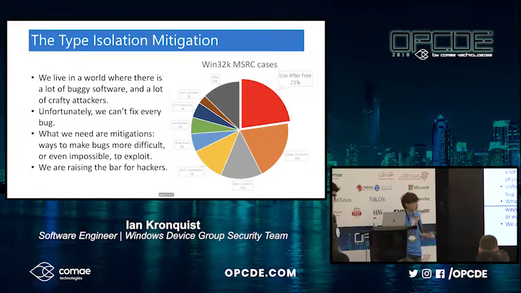Now, at Microsoft, we're fortunate to have a historic database of bugs and vulnerabilities. And we've been able to look at what the problems have been in Win32k, Windows' graphics drivers, and we found that 23% of these vulnerabilities, of these exploits, have been use after frees. And this is a relatively simple, homogeneous sort of bug class, which makes it a great target for a mitigation.